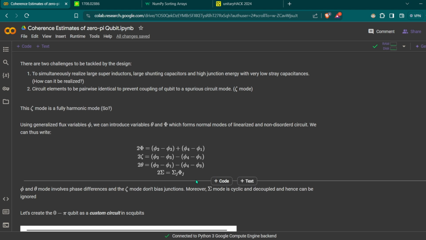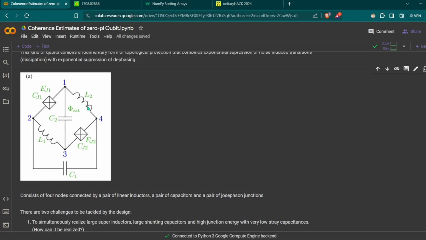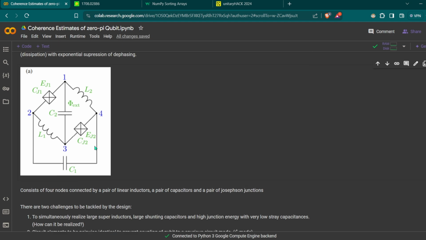There are two challenges which need to be tackled by the design of the 0 pi qubit. One of these is to simultaneously realize large superinductors, large shunting capacitors, and high junction energy with very low state capacitances. So what it is saying is basically in the circuit we are going to use L1 and L2 such that they are very high values. We are going to use shunting capacitors for C1 and C2, and we are going to use the two Josephson junctions J1 and J2 such that they have very low state capacitances.